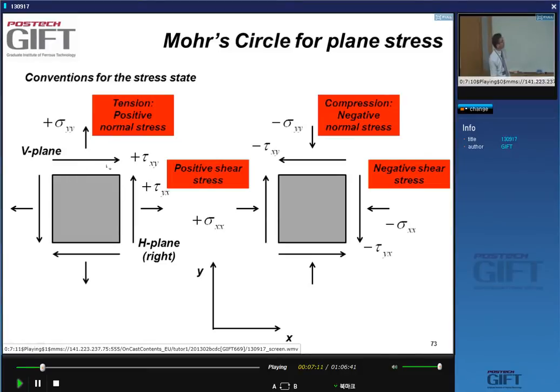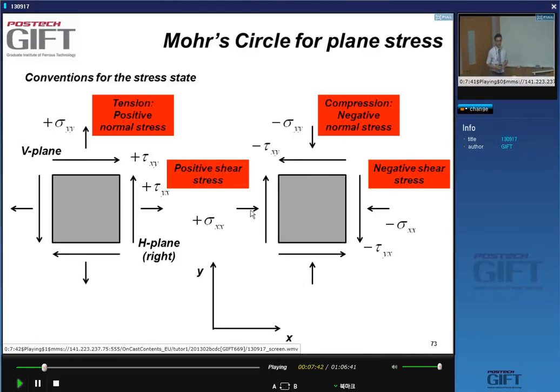So we define an H plane and a V plane, and then we say that when the normal stresses are pointing outward, so when we're talking about tension, then we have normal stresses that are positive. If we're talking about compression, the normal stresses compress this little volume, then the signs are negative. But it makes sense.